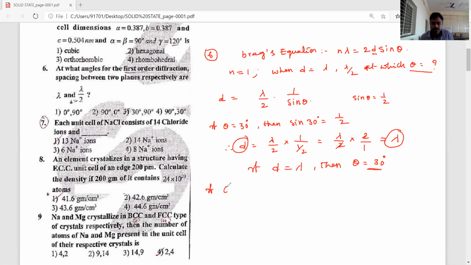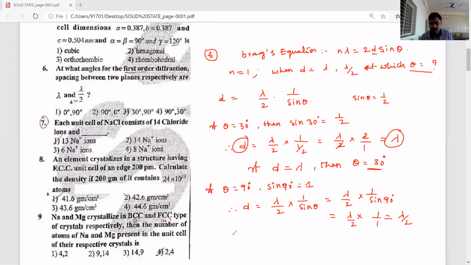If theta is equal to 90 degrees, then sine theta, or sine 90 degrees, is equal to 1. It is very clear. Therefore d is equal to lambda by 2 into 1 by sine theta. If theta is equal to 90, then lambda by 2 into 1 by sine 90 degrees is nothing but lambda by 2 into 1 by 1, which is equal to lambda by 2. So therefore theta is equal to 90 degrees. Then d, the interplanar distance between the crystal planes, is equal to lambda by 2.